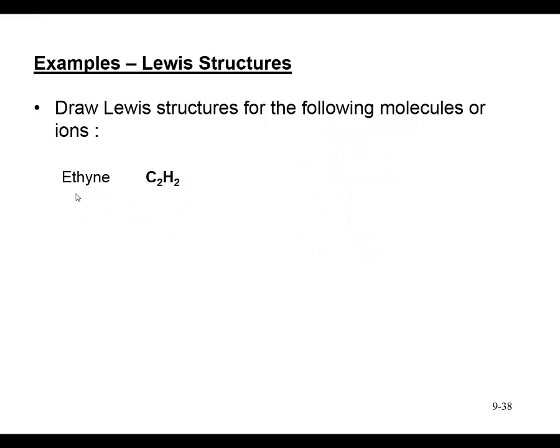Now let's say we have ethyne. So we have 2 carbons and 2 hydrogens. So if I draw the skeletal structure, I have 2 carbons bonded together, and there's 1 hydrogen. Let's make this nice and symmetrical. Let's give each of the carbons 1 hydrogen. Okay, so there's my skeletal structure to get started.